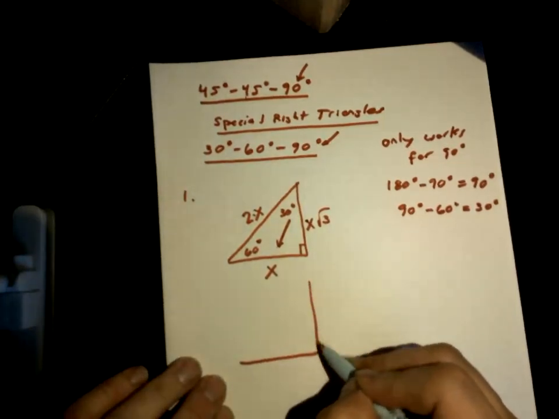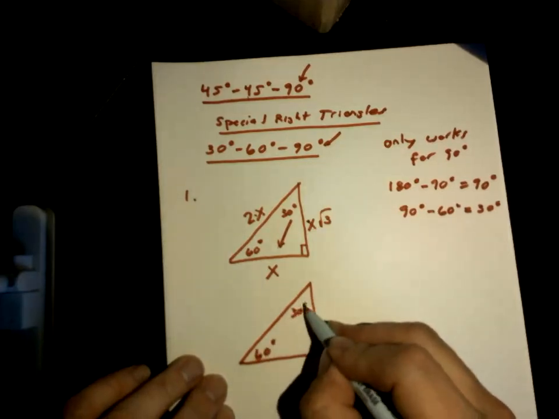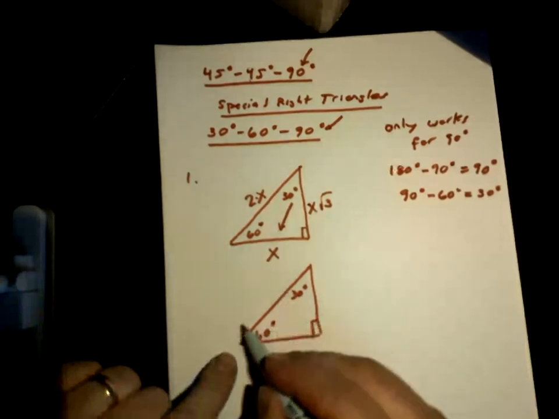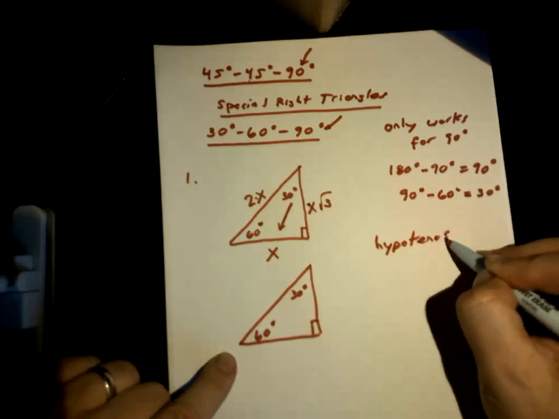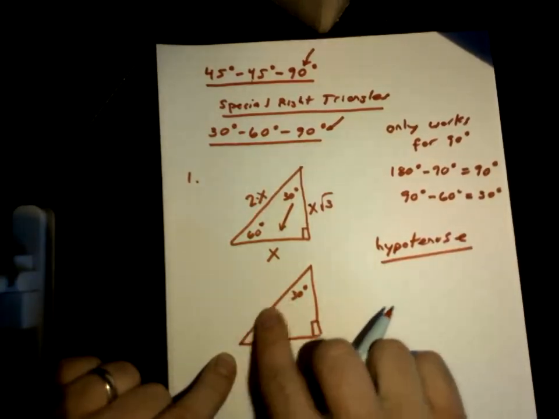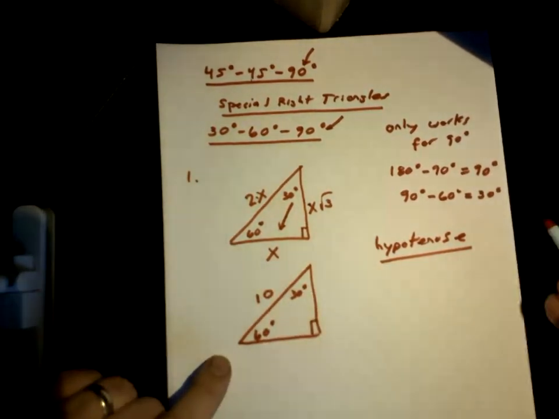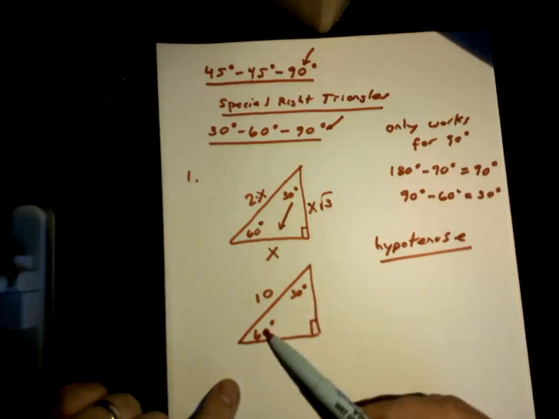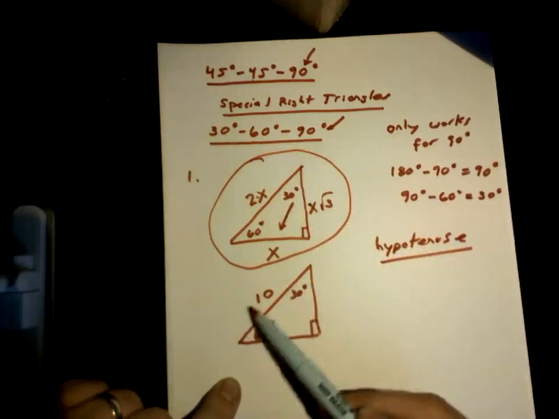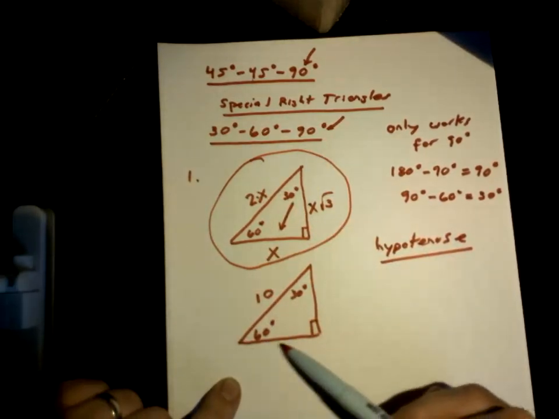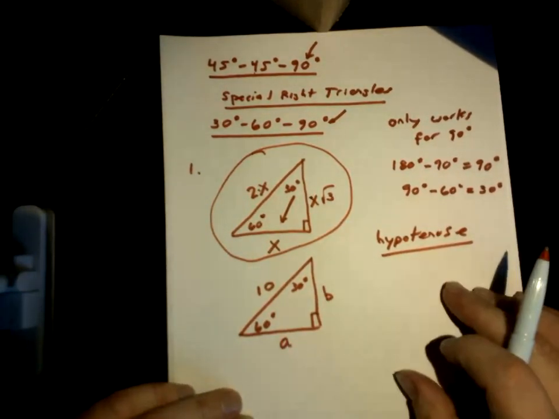So maybe we have something like this. And this is 60 degrees. This is 30 degrees. And let's say, what about the hypotenuse? Remember, this is called the hypotenuse. The hypotenuse is always your longest side. So I don't know, let's call it 10. What I want us to do is use our special right triangle, the 30-60-90, to find this and this. Let's call these A and B.